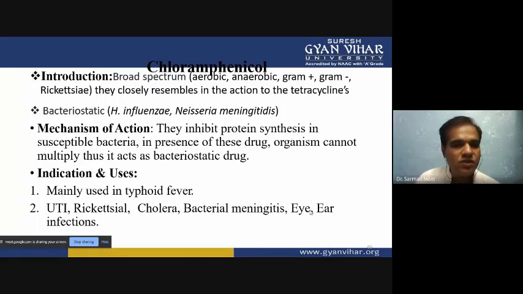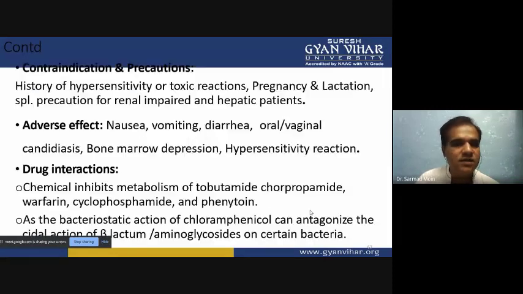Then indications and uses. This chloramphenicol-type antibiotic is mainly used in typhoid fever, urinary tract infection, rickettsial infection, cholera, bacterial meningitis, and eye and ear infections. So mainly we utilize it for eye and ear infections and urinary tract infection.